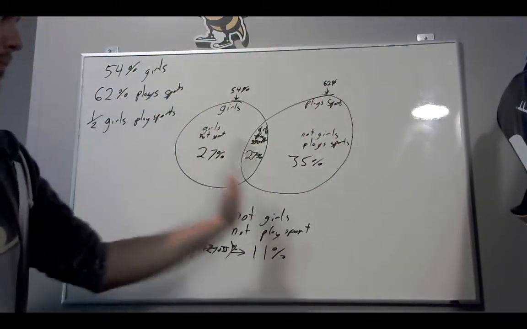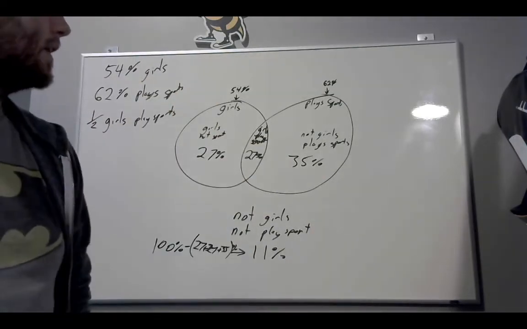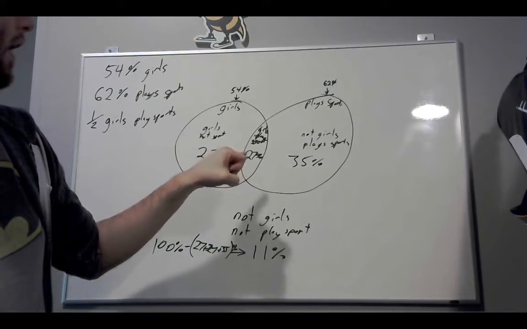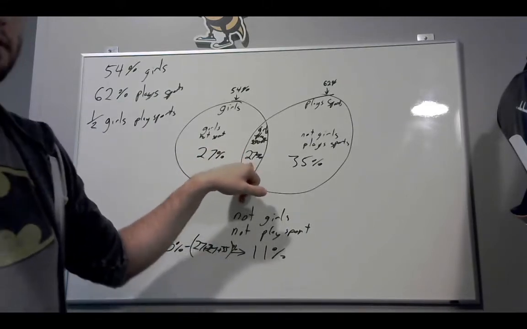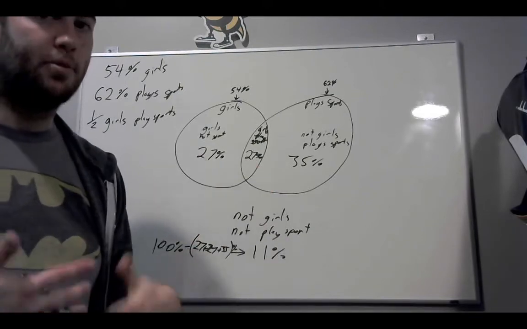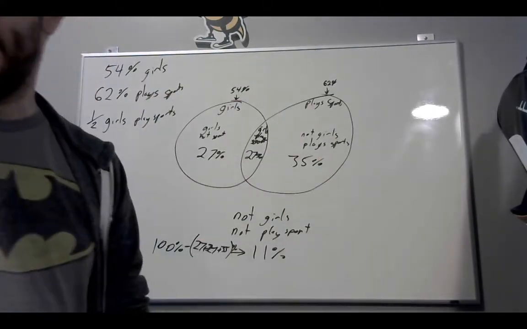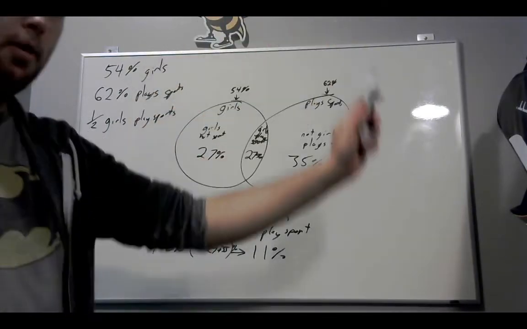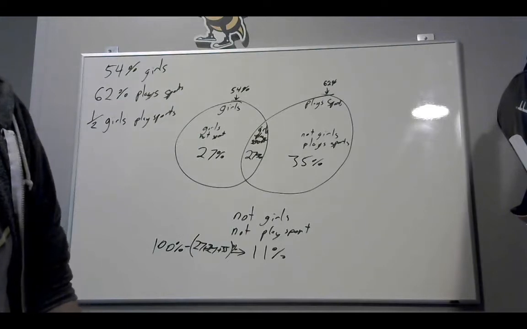Then we can do more with this. If we had, say, 1,000 kids, and I wanted to figure out how many of those 1,000 kids were girls who played sports, I just multiply that 1,000 by that 27%, and I get my number. There's a bunch of different questions they could ask after this, but it's the setting up that is typically the hardest. All right.